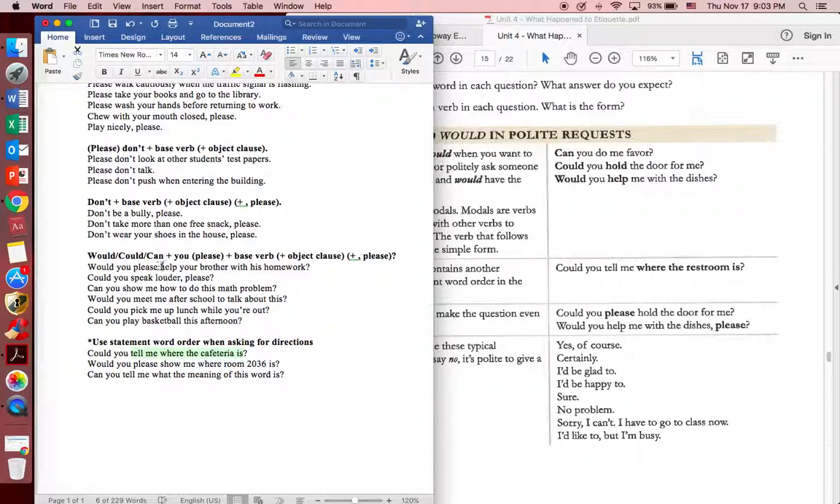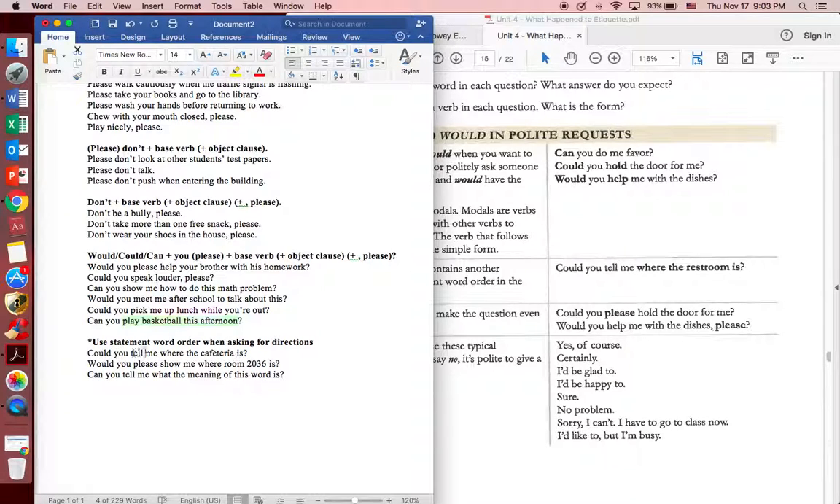With all of these, to make the imperative, just take off the question mark, take off the subject, and say, help your brother with his homework. Speak louder, please. Show me how to do this math problem. Meet me after school to talk about this. Pick me up lunch while you're out. Play basketball this afternoon. Those are the imperatives.